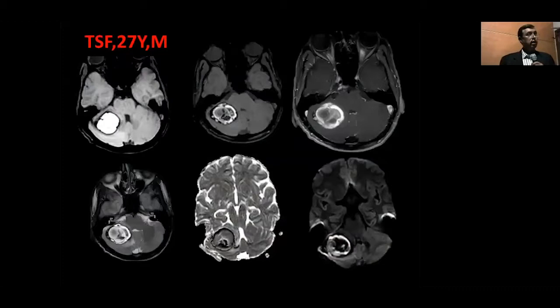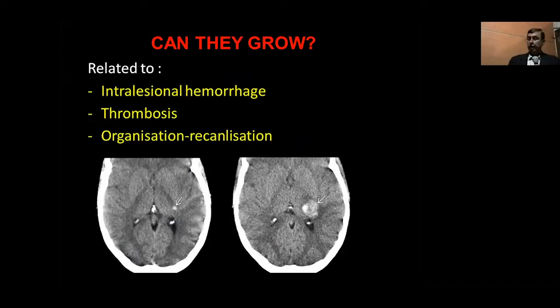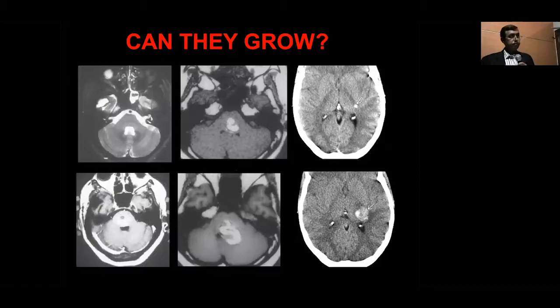Just last week, we operated on this young man, 27, coming from Hebron, from Palestine, with this giant cavernoma. So the question is, can these cavernomas grow? Yes, they can. They grow because there is interlesional hemorrhage inside it, or the vessels get thrombosed and swollen, or by the process of organization and recanalization. So this is a follow-up of this cavernoma that developed into this. So again, can they grow? Yes, they can. Different examples. Look at this one going to this size, and this one going to this size, and so on.